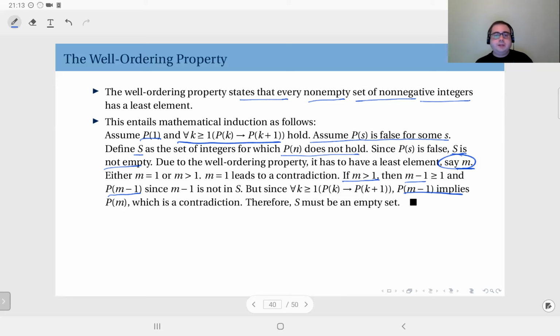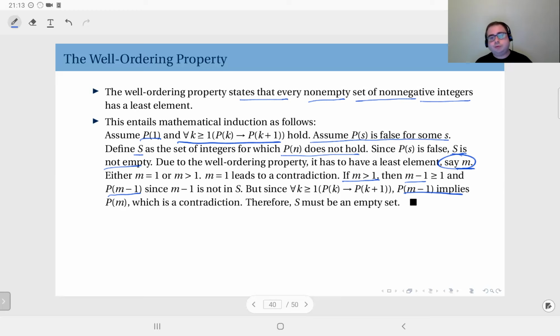Therefore, there cannot be any elements in set S. Therefore, P of n should hold for all integers. Okay, all positive integers. So this is how mathematical induction follows from the well-ordering property. And in fact, if you assume the well-ordering property as an axiom, you can prove induction, and it's also vice versa. If you assume induction, you can prove the well-ordering property, or if you assume the well-ordering property, you can prove strong induction, etc. So these all imply each other.